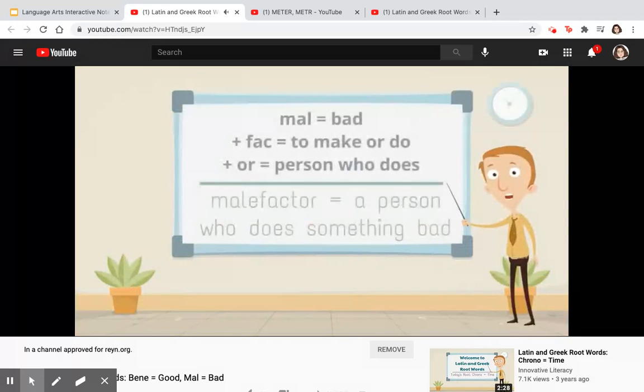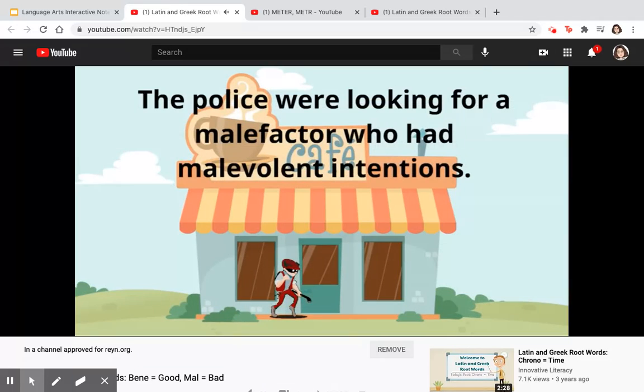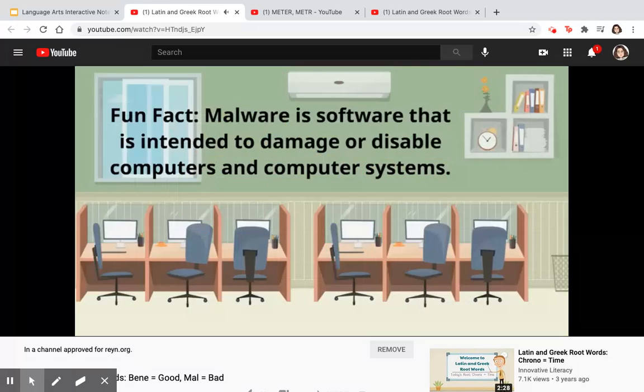Mal, meaning bad, plus fac, meaning to make or do, plus or, meaning a person who does, make malefactor, a person who does something bad. The police were looking for a malefactor who had malevolent intentions. Fun fact, malware is software that is intended to damage or disable computers and computer systems.